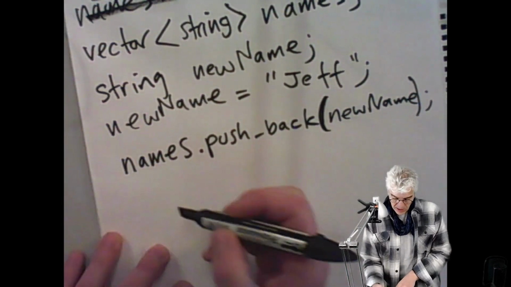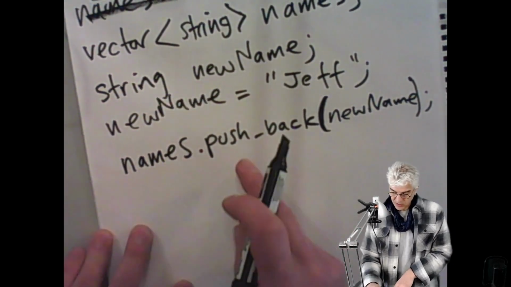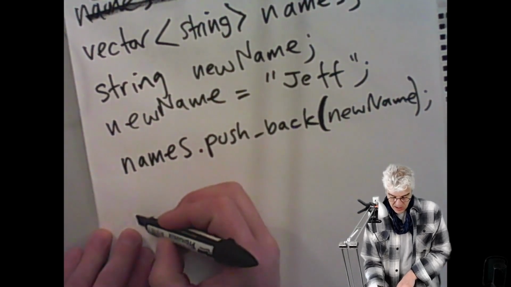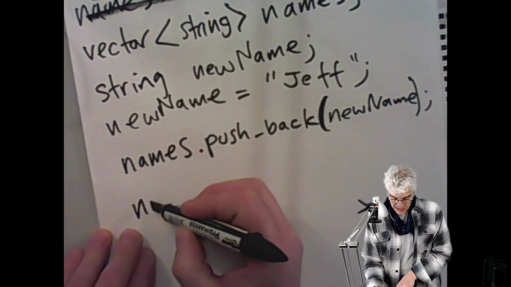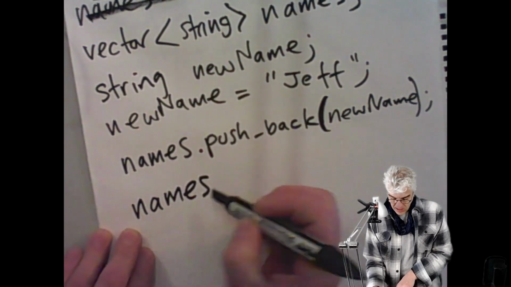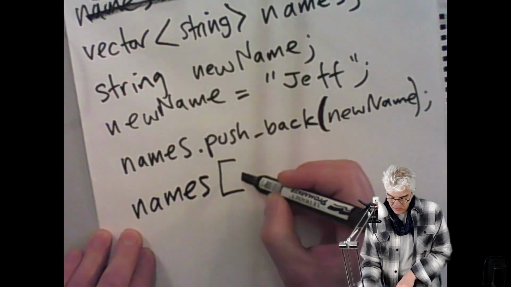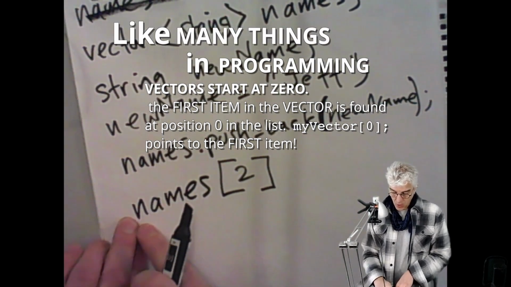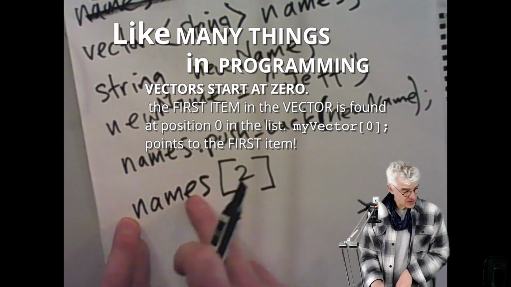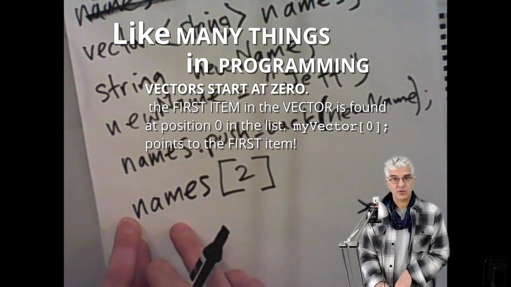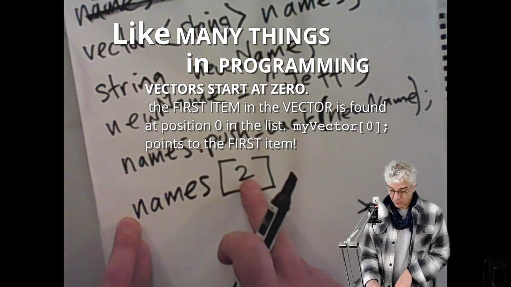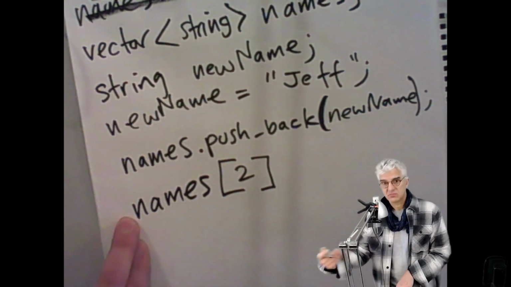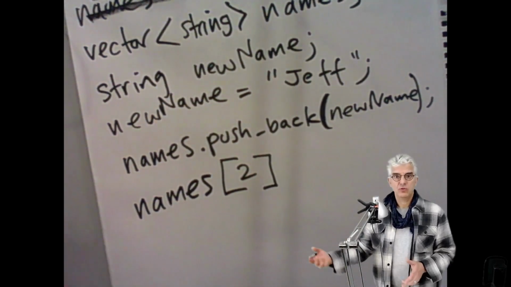So I could say, if I want to find out what is at name number 2, I could say, what is at names, and then in square brackets, position 2. So I could go to position 2 in this list and ask it to print it out. I could ask it to say, if the name at position 2 is Jane, then do something.